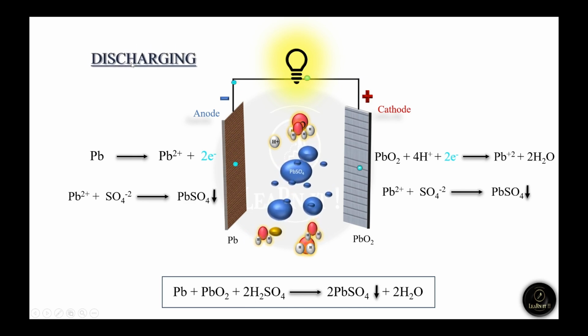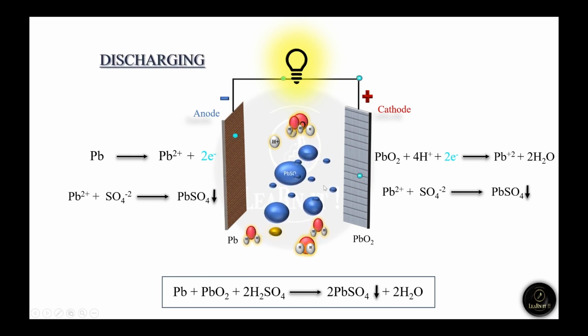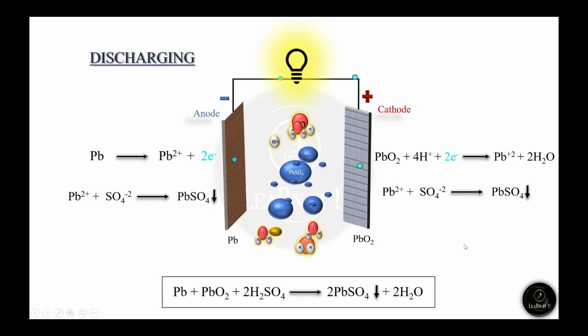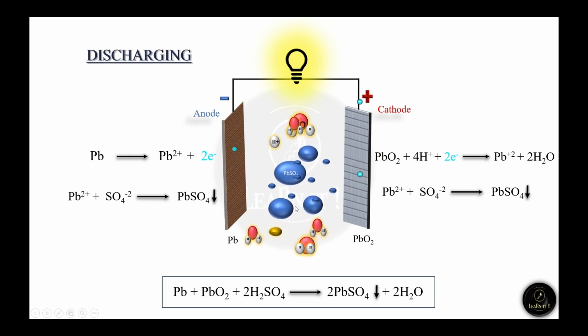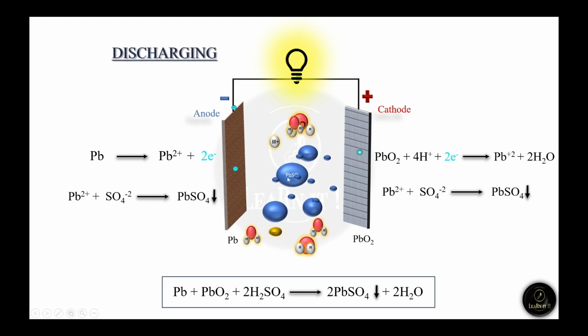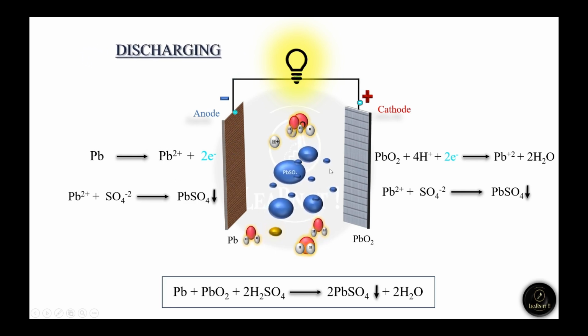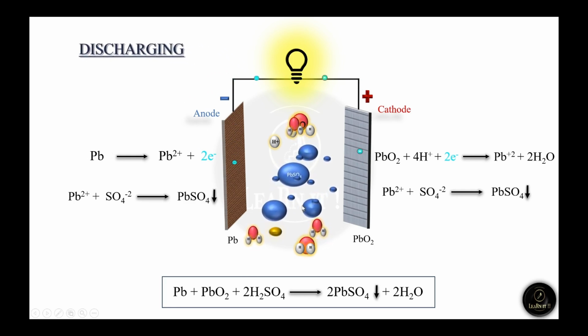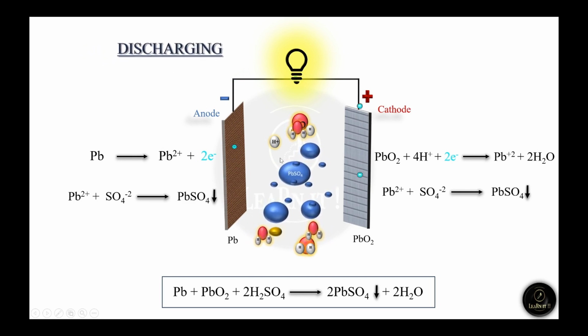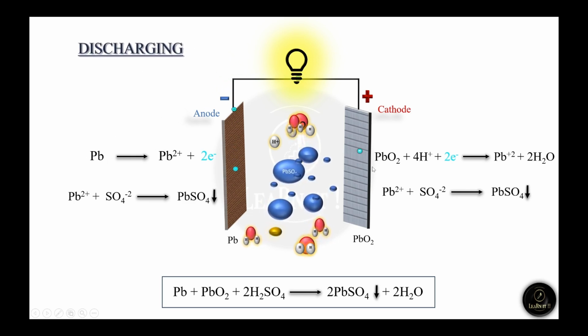So during the discharging process, the concentration of lead sulfate in the solution increases. This process continues until the concentration of Pb+2 in the form of lead sulfate in the electrolyte reaches the equilibrium concentration with respect to lead and also lead oxide.